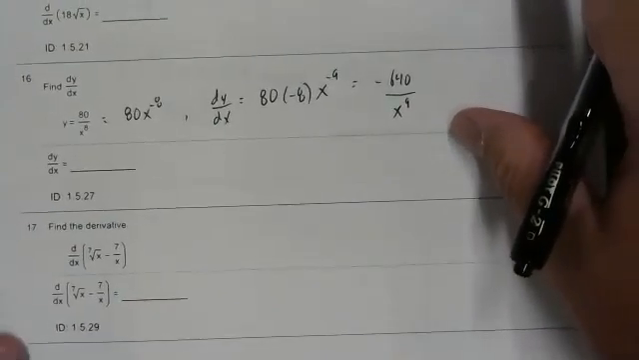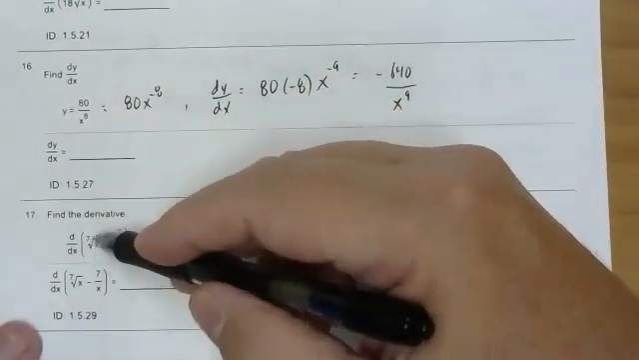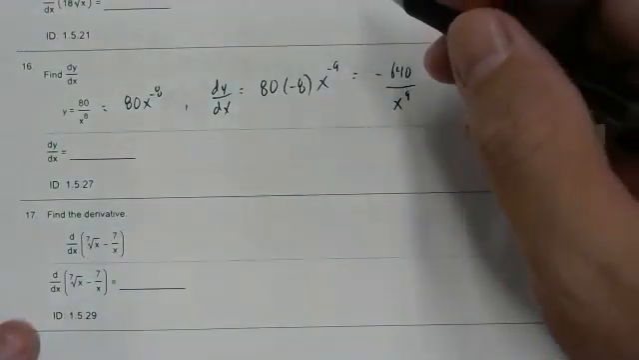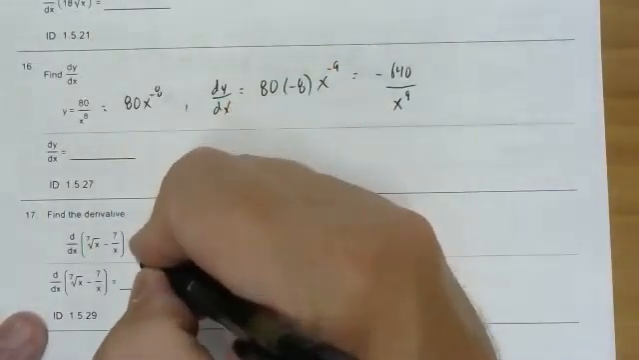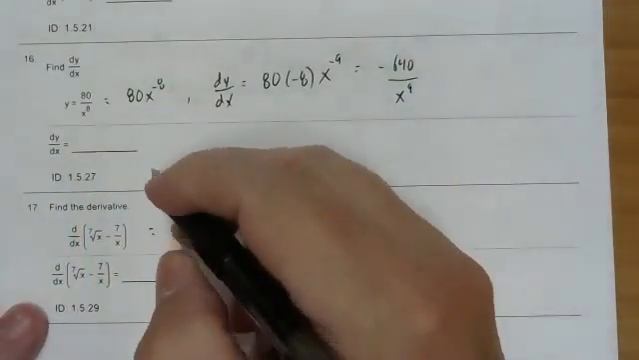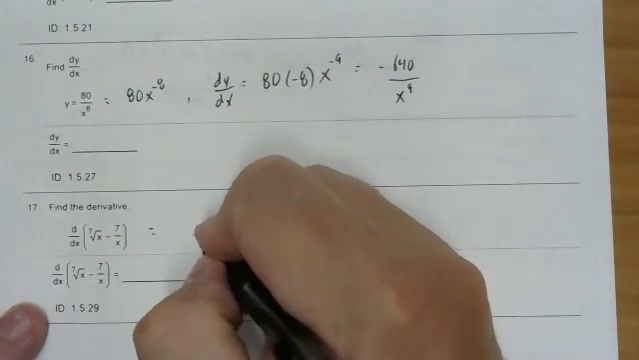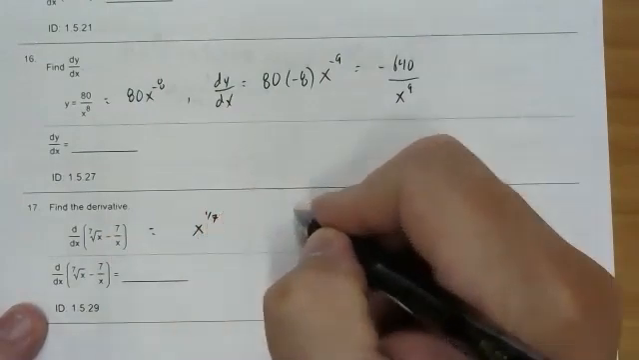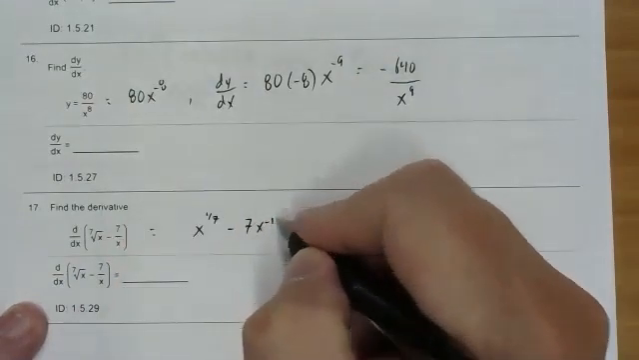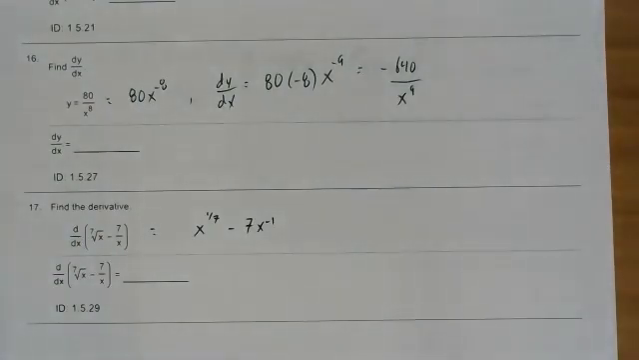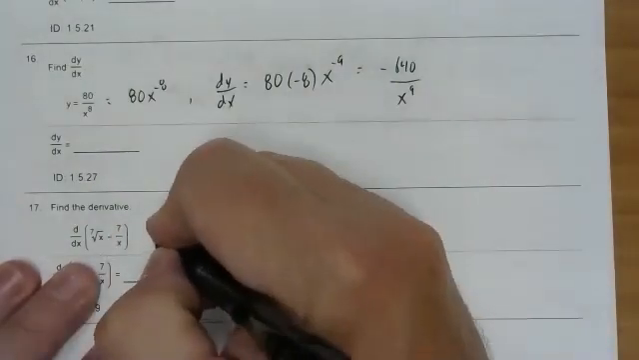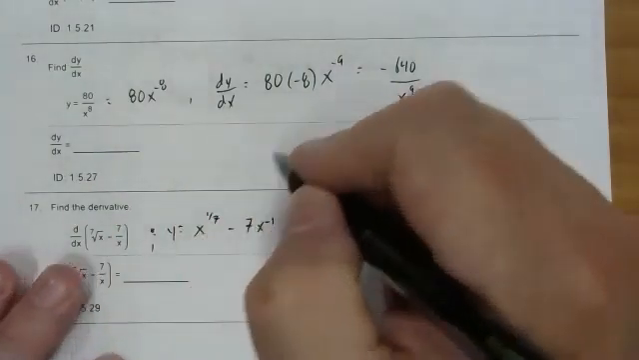Last one on this page. I got 2 terms in here. Of course, when you take the derivative, you just take the derivative one term at a time. But I've got to rewrite these because this is the 7th root of x. I'm going to write that as x to the 1/7. And this is 7 over x, so 7x to the minus 1. So now I could say y equals that.